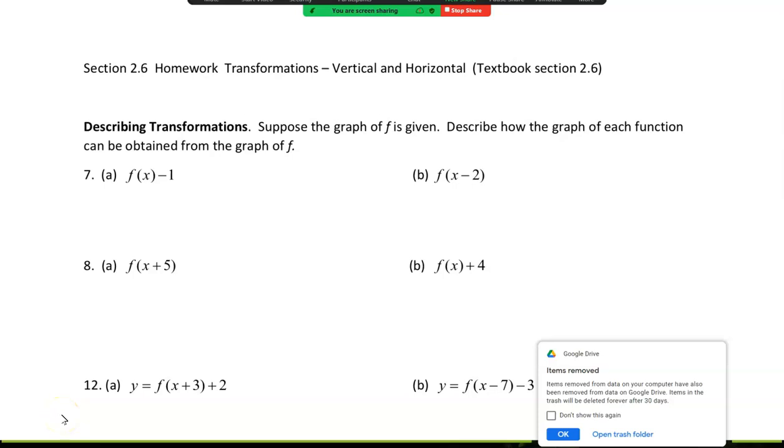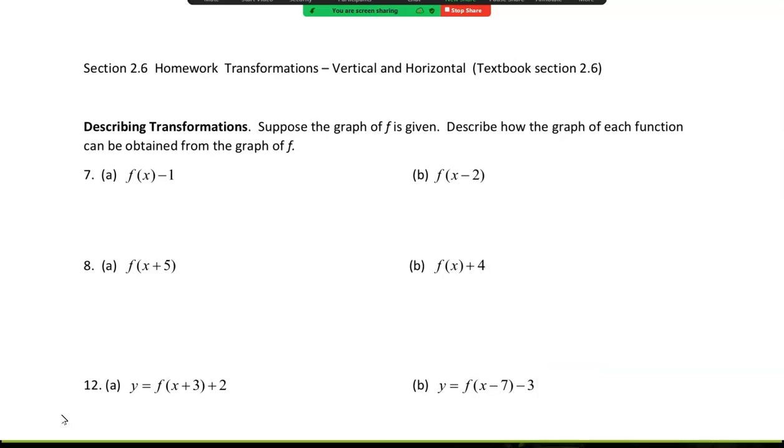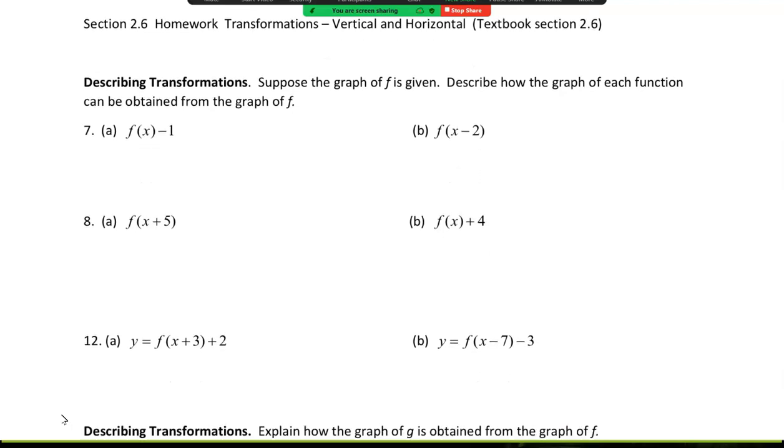Okay, in this video, I'm going to go through the 2.6 homework on transformations. So this is all in your textbook, which I strongly encourage you to read in addition to our notes. So start out saying just describe the transformation.